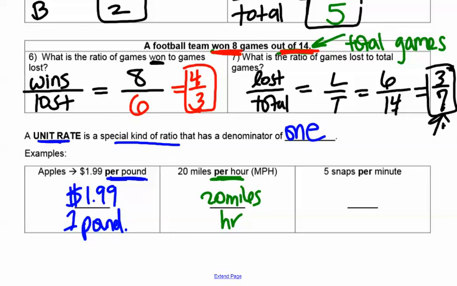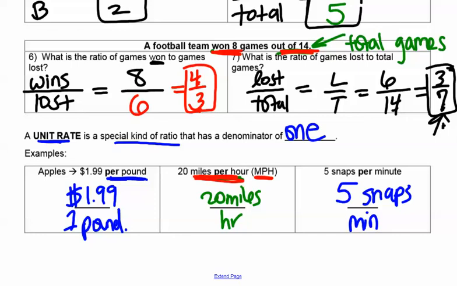And guys, when your parents are driving, if you're driving anywhere, we always have the speed limit. So 60 miles per hour. The miles per hour is abbreviated MPH. So miles per hour. All right, that's how many miles you should be doing per 1 hour. And then last, 5 snaps per minute. All right, so that would be 5, and then snaps, and then per 1 minute. So we can put minute or 1 minute, either one. Again, per means 1. Unit rate is when we have a 1 in the denominator. Okay?